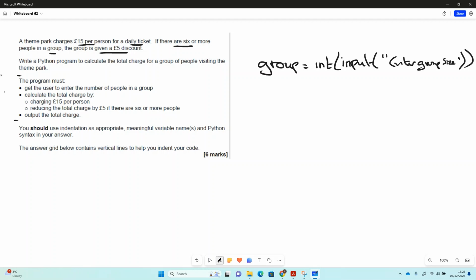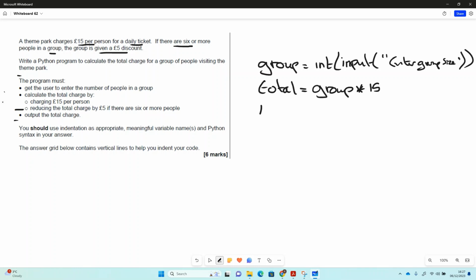So we're going to calculate the total charge by charging £15 per person. So let's get a variable called total. And that's going to be group times 15. So then we're going to do the reduction, reducing the charge if there are 6 or more people.